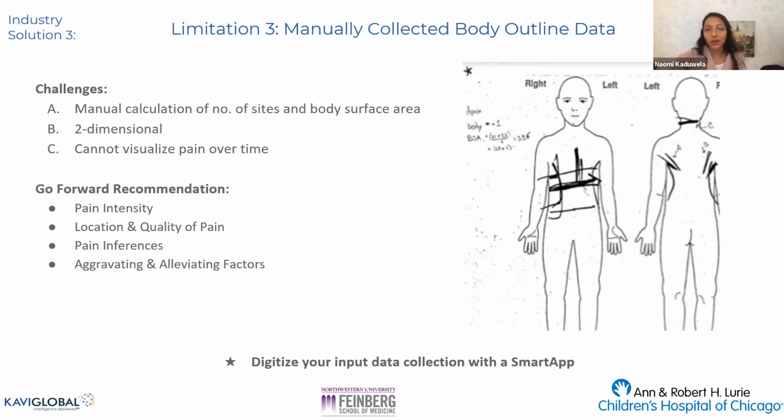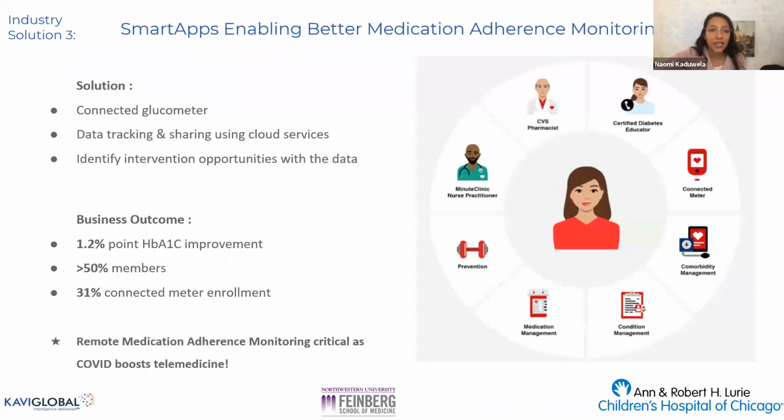So here our go-forward recommendation is to digitize your input data collection with a smart app, and that smart app could include a variety of important pain factors like pain intensity, the location and the quality, different pain interferences like what daily activities or mood or what is their quality of life impact, and then also some aggravating and alleviating factors. So now that we know smart apps can help us on the input data collection, I'll turn it over to Parthy for a 1-minute case study overview on how they can also help for better medication adherence monitoring.